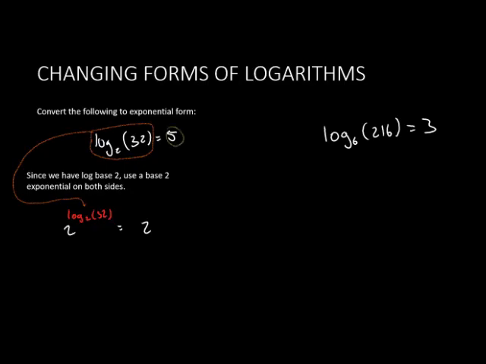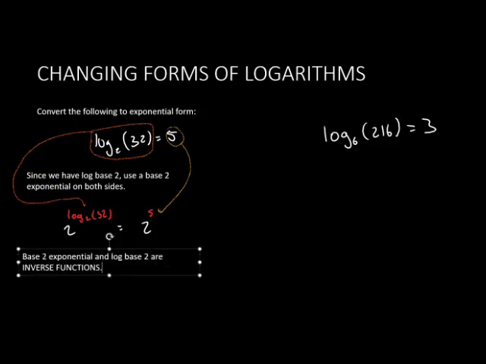We can do the same to the 5 on the right. We'll move it into the exponent on the right, and we'll have 2 to the 5th power on the right. Now, from the previous video, we said that if you have a base 2 exponential connected to a log base 2, those are inverse functions. Because they are inverse functions, we may cancel them.